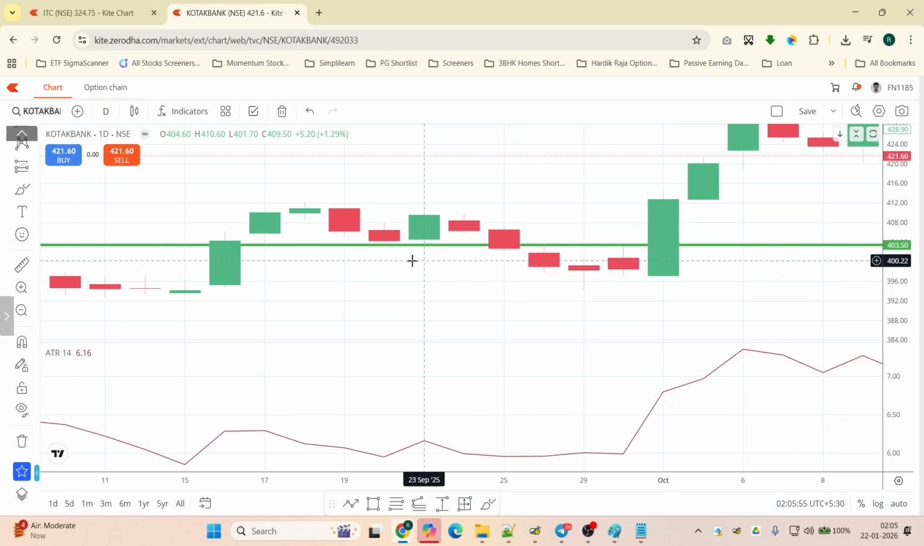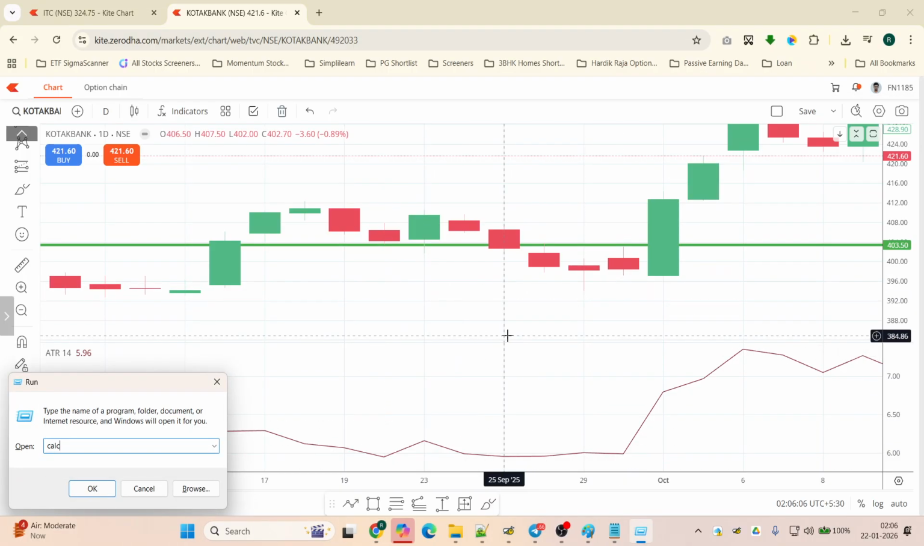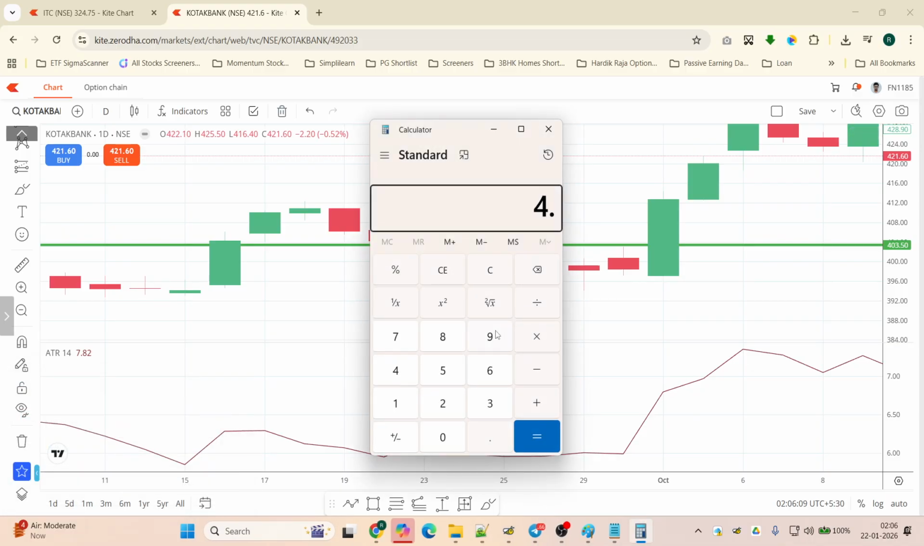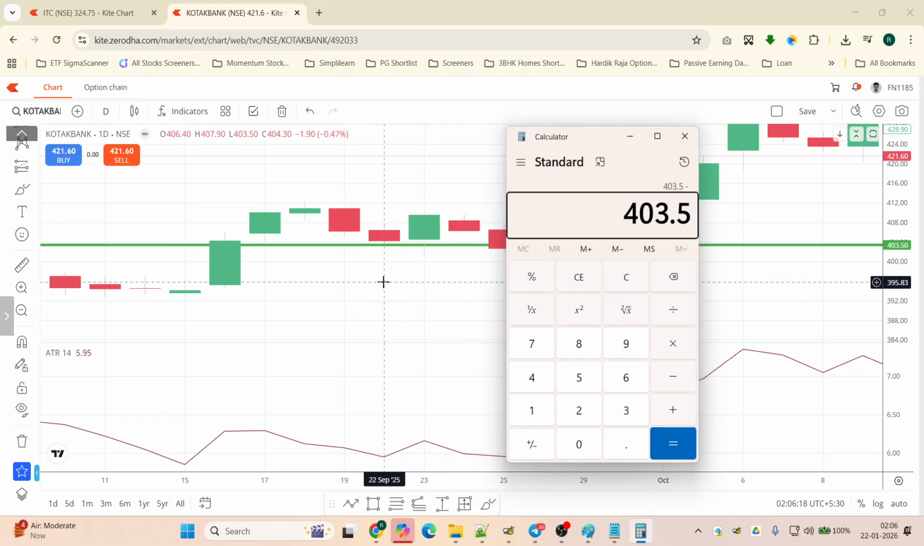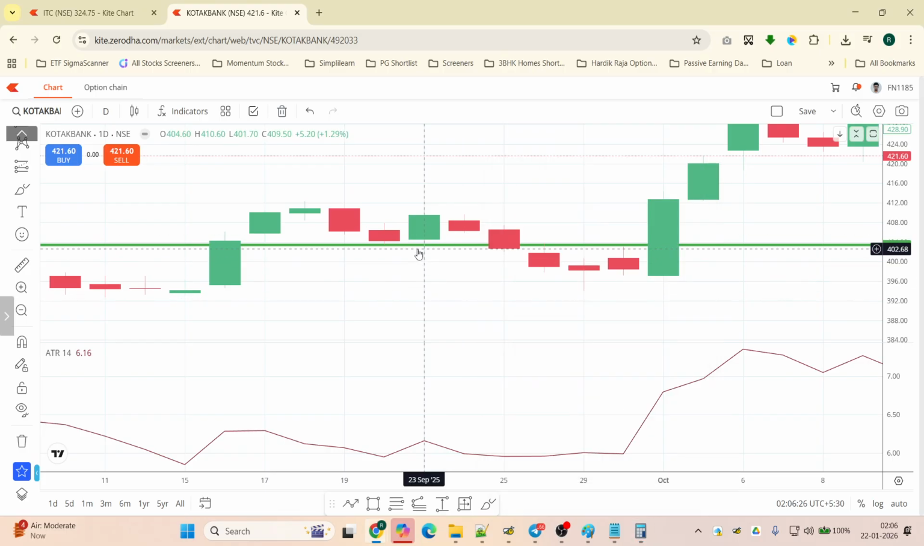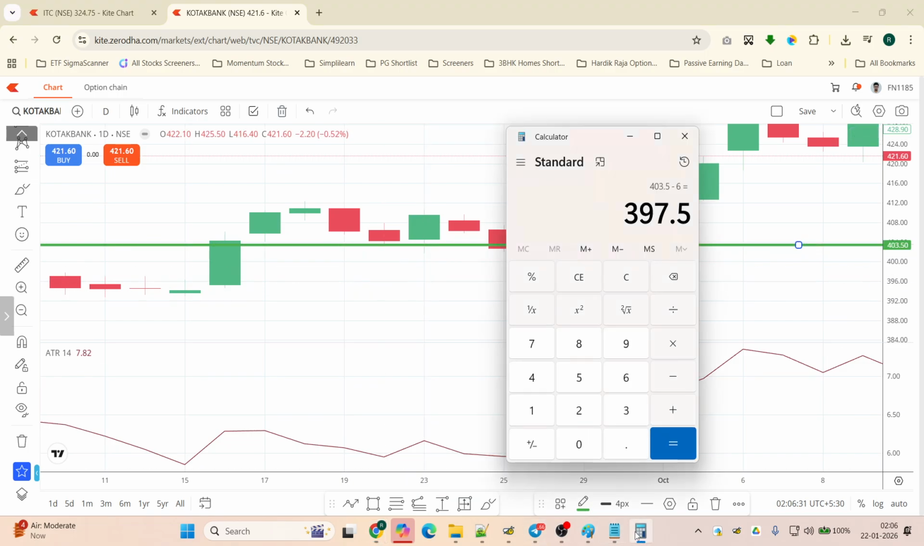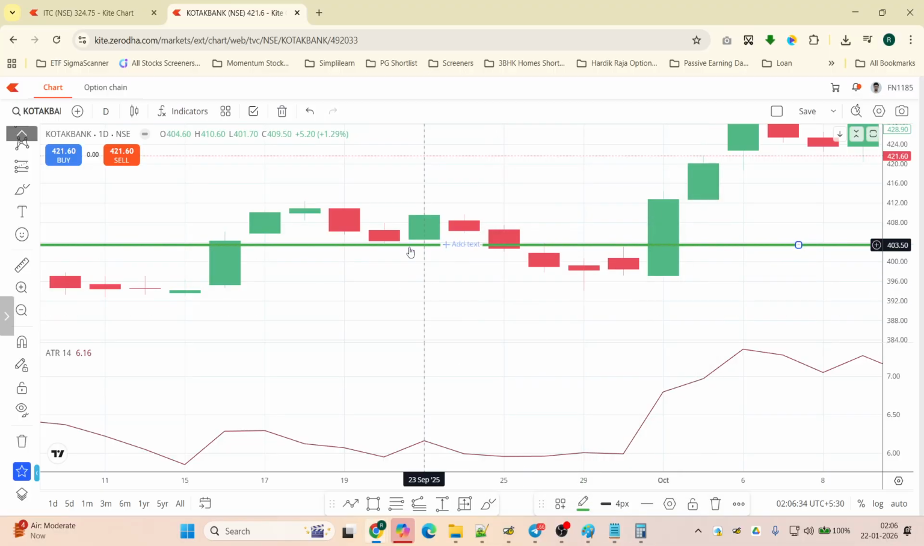And now, after adding the ATR indicator, you can see the value is 5.95, right? So how do we calculate and place the stop loss? We go to the calculator. I subtract the ATR value from the candle's low: 403.5 minus 5.95. I'll round it off to 6. So 397.5. This is the stop loss.